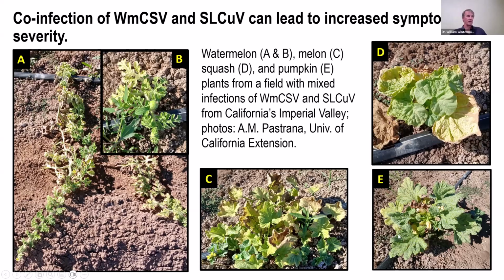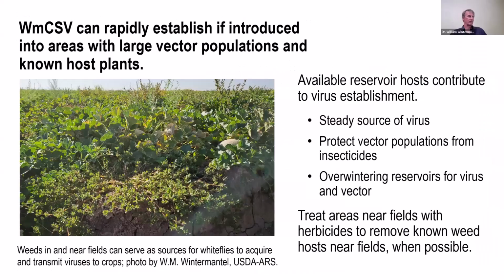This was work done with Anna Pastrana at UC Extension in Imperial County, working with Bob Gilbertson's lab at UC Davis and myself. And we are seeing this severe stunting, yellowing, leaf crumpling of plants that is very characteristic of a synergistic type of interaction. So this is something we'll need to monitor in the US. We have not seen this before. It's a new concern.